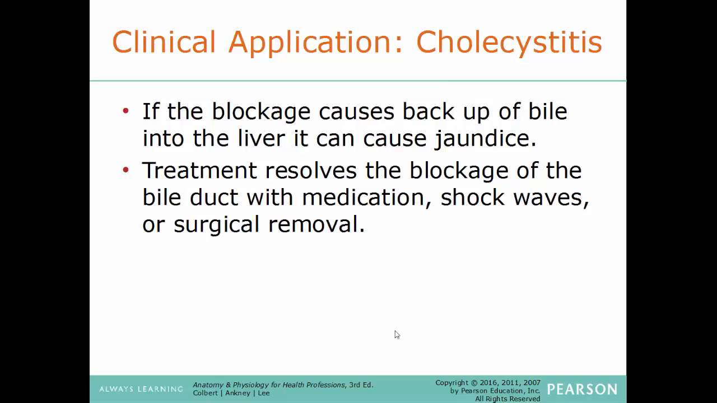Now, if the blockage causes a backup of the bile into the liver, this can lead to jaundice. So treatment of this condition will include the removal of the blockage of the bile duct either through medications or through shock waves or, if needed, surgical removal.